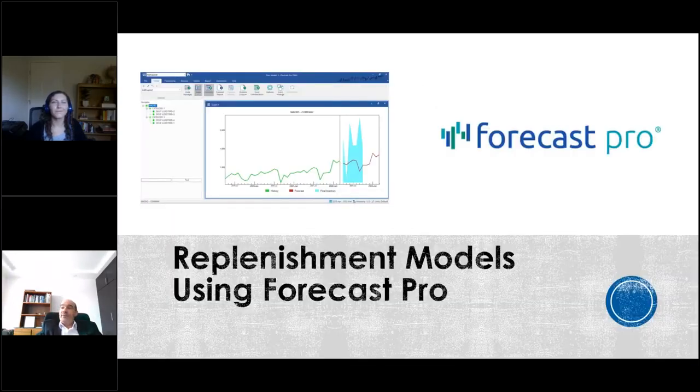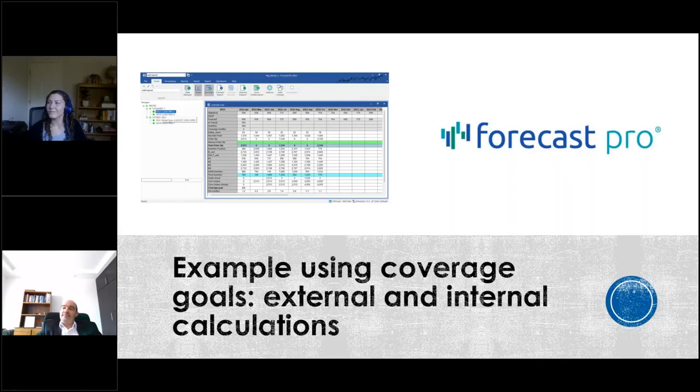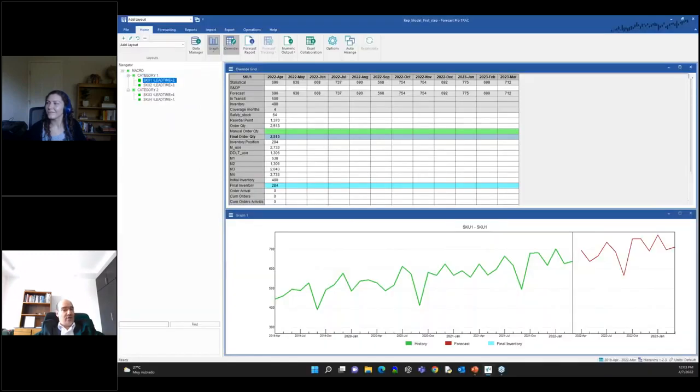Now we will see some replenishment models using ForecastPro, and we'll start with an example using a coverage model with external and internal calculations. I'll start with the simpler one, which is just one column. Are you seeing ForecastPro on the screen right now? Okay, thank you, Sabina.